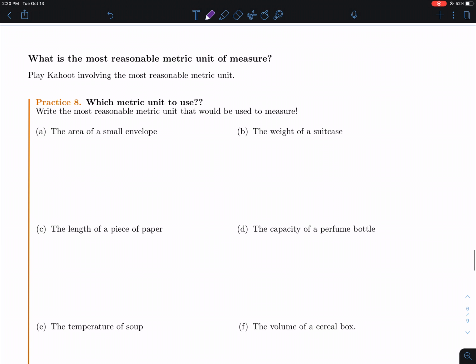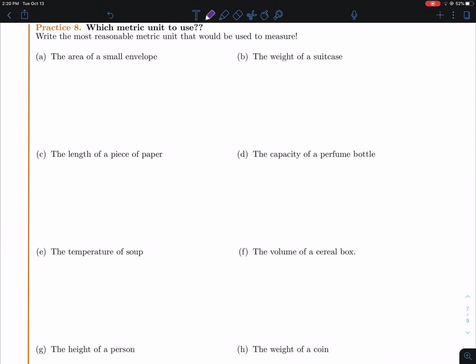And then at this point, what I want you to do is pause the video. I've got a little Kahoot for you to work on, to guess what the most reasonable metric unit of measure is. I'll put that up on the content area so you can play the Kahoot. And then after you do that, go through practice 8, which is doing the same thing, trying to get an idea of what different sizes should look like, and what would be the best metric unit. So we're not using ounces, pounds, any of that stuff. Everything should be grams, liters, and meters in this case. Everything we're talking about is going to be metric units.